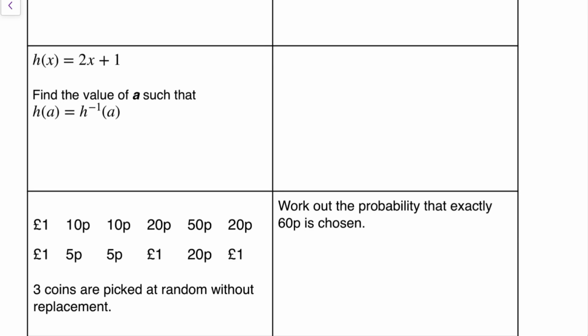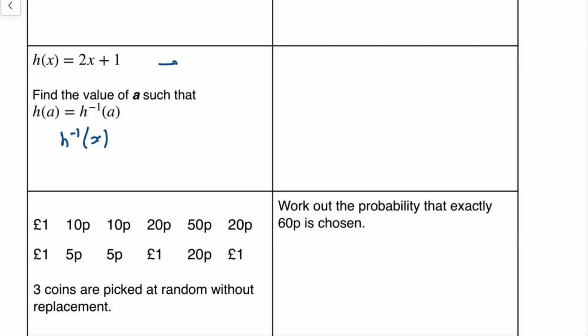Next question. Well, I can see probability at the bottom. Next question. h of x equals 2x plus 1. Find the value of a such that h of a equals h minus 1 of a. Right, so the first thing I'm going to need is h minus 1 of x, not a. So h minus 1 of x.